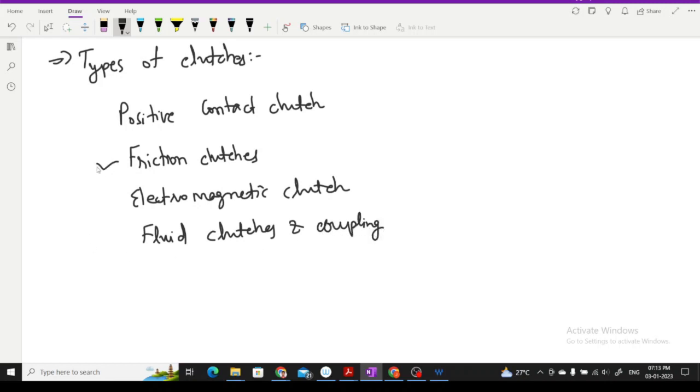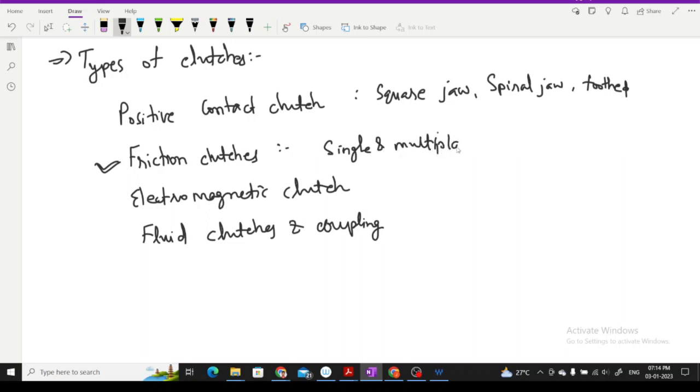So we will be actually more focusing on these friction clutches, right? In the case of positive control clutches, there is the square jaw clutch, the spiral jaw clutch, and the centrifugal clutch. The toothed wheel clutch would also be here. Then there are the frictional clutches. In these frictional clutches, you have the single and multi-plate clutch, then the cone clutch and centrifugal clutch.